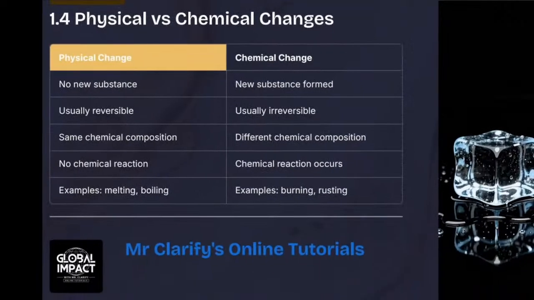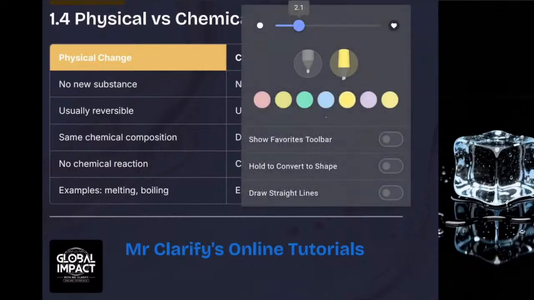So this is a table which summarizes. We said for physical change, no new substance is formed. For a chemical change, a new substance is formed. Okay. For a physical change, let me.